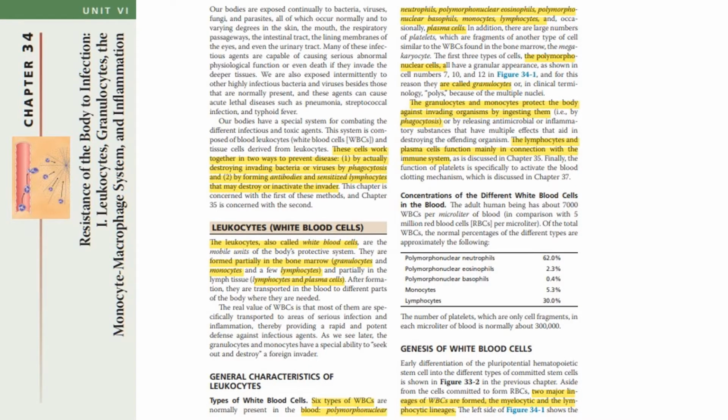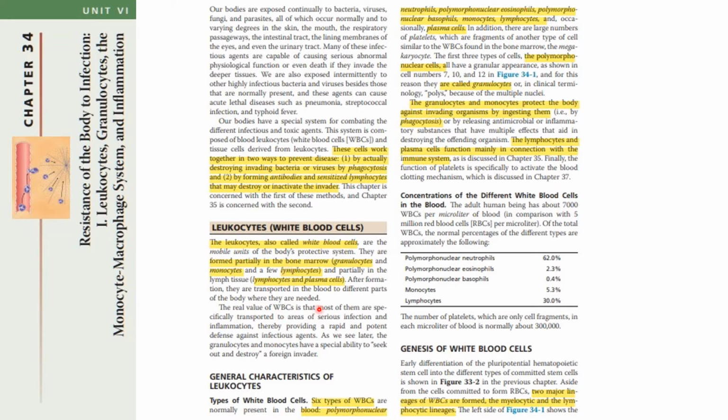We know that our body has a special system which combines and fights with different infections and toxic agents. This system consists of your white blood cells, which are known as your leukocytes, and some types of tissue which are also derived from the white blood cells. These cells work together in two ways to prevent disease: by actually destroying invading bacteria and viruses by phagocytosis, or by forming antibodies and sensitized lymphocytes that may destroy or inactivate the invaders.